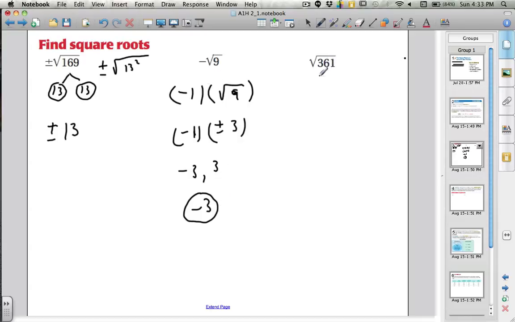So the square root of 361 is 19. That would be plus or minus 19, okay, because 361 is 19 times 19.